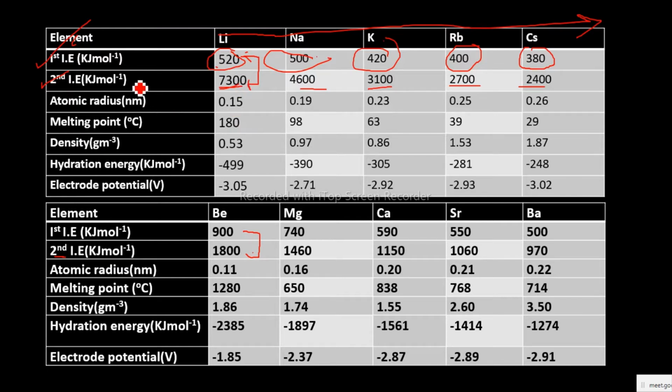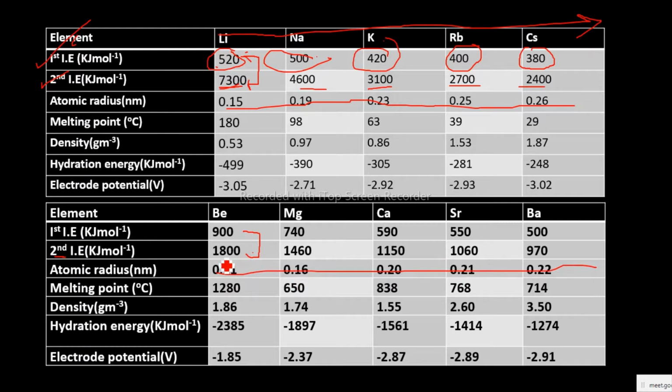And how can we compare the atomic radii? You can see that down the group, the atomic radius is going to increase. Down the group, the atomic radius is going to increase. The radii are increasing. This is higher than this, higher than this, higher than that.